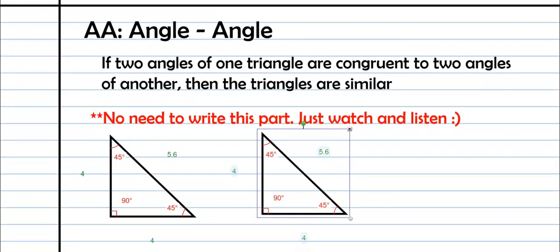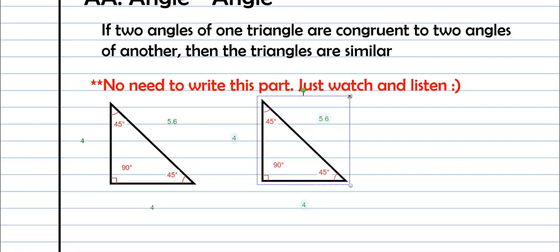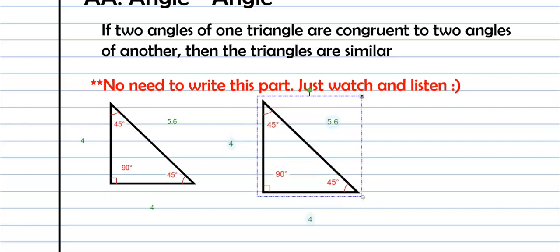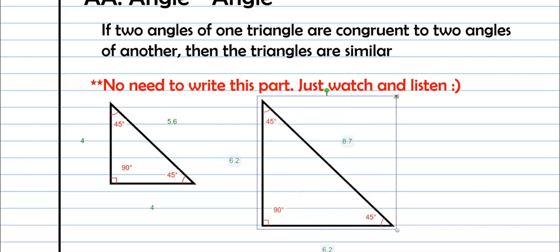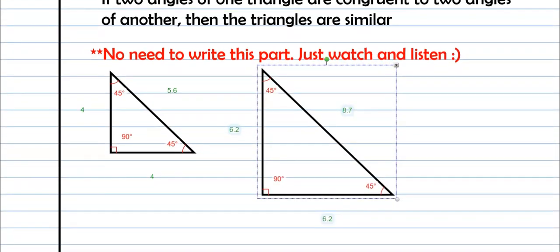So this next part, you don't need to write this down at all. Just kind of watch. So right now what we have are two congruent triangles. They're exactly the same. They're 45, 45, 90 triangles. We have sides of 4, 4, and 5.6. And what I'm going to do is I'm going to make the triangle on the right bigger. So I'm just going to pull this out so that it gets bigger. I'm going to scroll down a little bit here so we can see. Okay, so what you'll notice is that the angles didn't change at all.